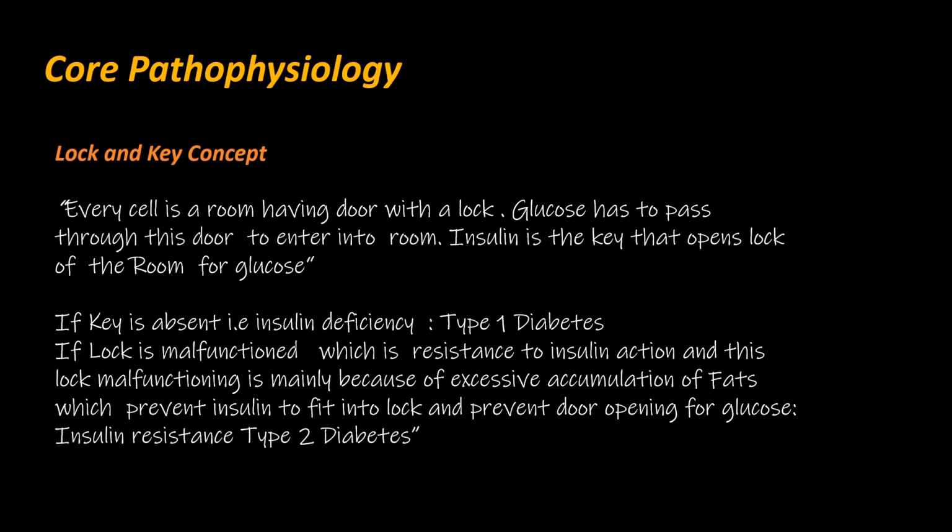If the key is absent, that is, if insulin is unavailable, it is insulin deficiency and the patient is suffering from type 1 diabetes. If the lock is malfunctioning, which is resistance to insulin action, and this lock malfunctioning is mainly because of the excessive accumulation of fats which prevent insulin to fit into the lock and prevent door opening for glucose. So this is insulin resistance and the patient is suffering from type 2 diabetes. So the key is available, but the lock has become rusted. The lock has malfunctioned. So there is insulin resistance, which leads to hyperglycemia and clinical manifestation of type 2 diabetes.